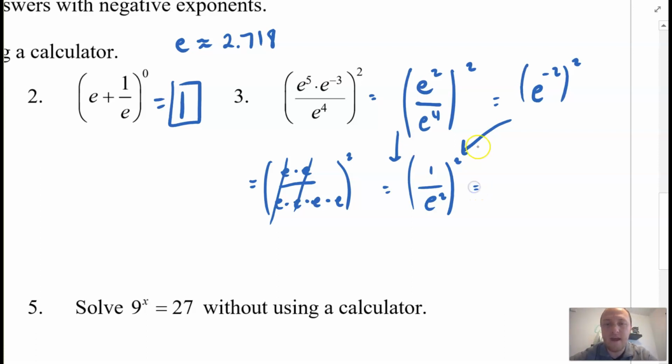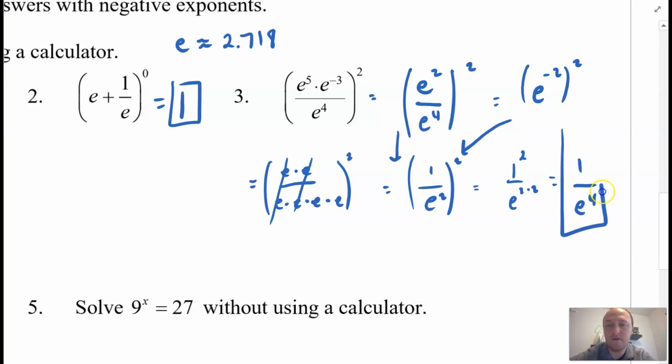Okay, now I have a power of a quotient, and that says that I can distribute. So I have 1 squared over e squared squared. Okay, so I just multiply those powers, and this is 1 over e to the power of 4. All right.